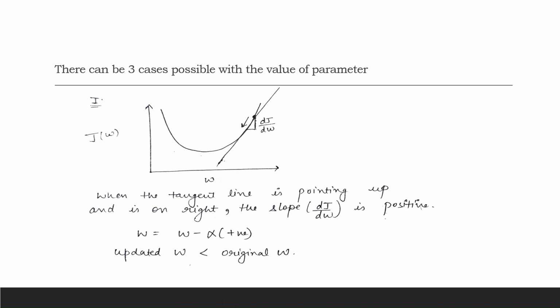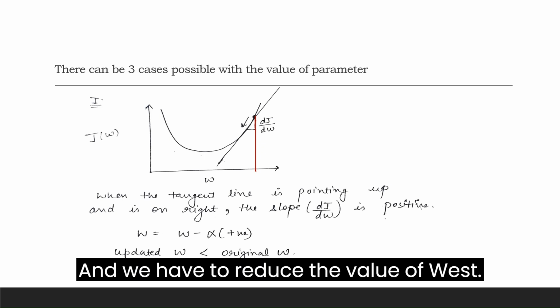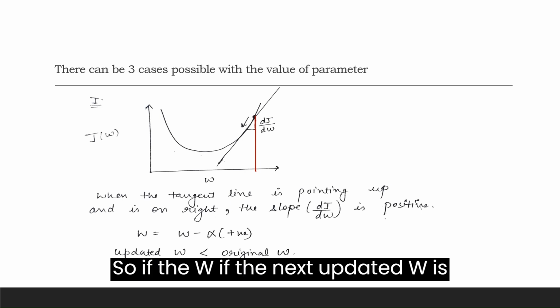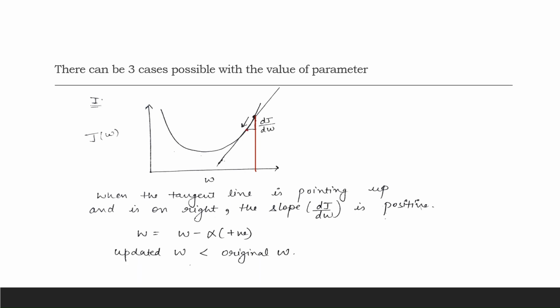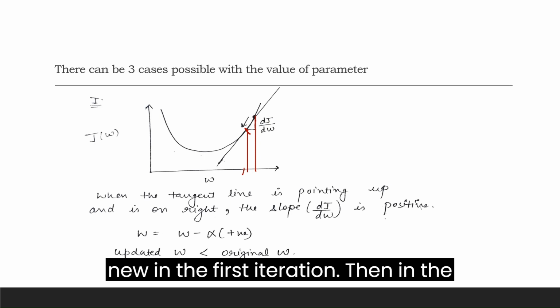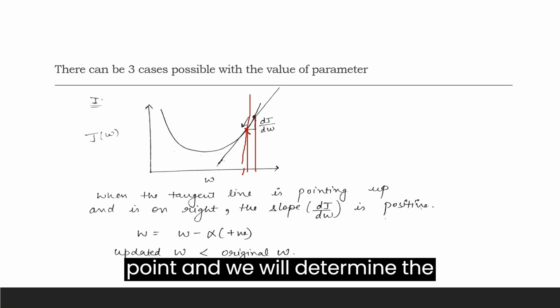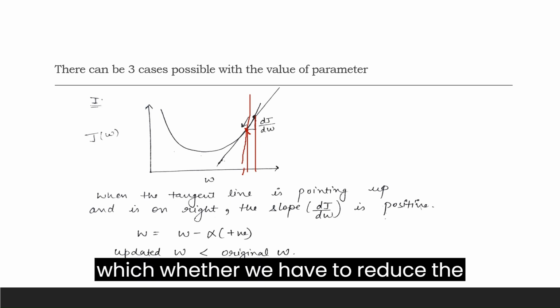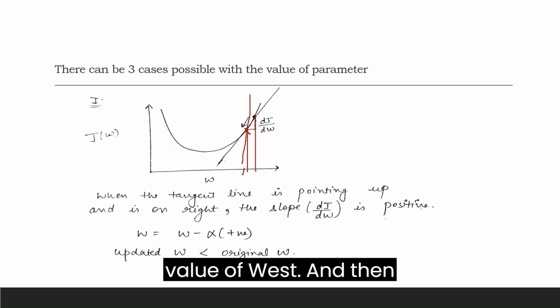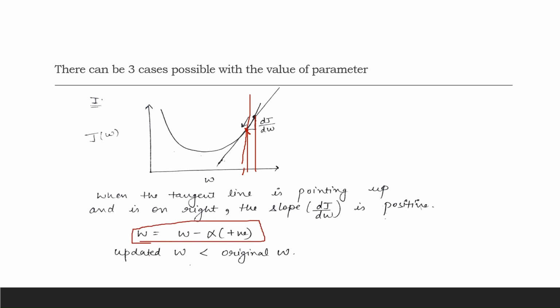So if you see here, the w was here and we have to reduce the value of w. So if the next updated w is here, this will be the new w in the first iteration. Then in the next iteration, again the same thing will happen. We will draw a slope at this point and we will determine the direction in which we have to go, whether we have to reduce the value of w or increase the value of w. And then again through this equation we will calculate the value and we will reach the global minimum with each iteration.